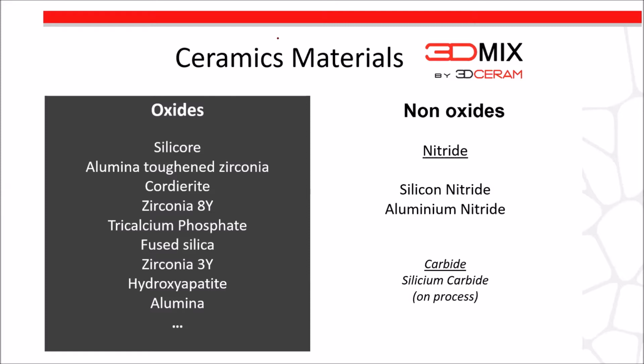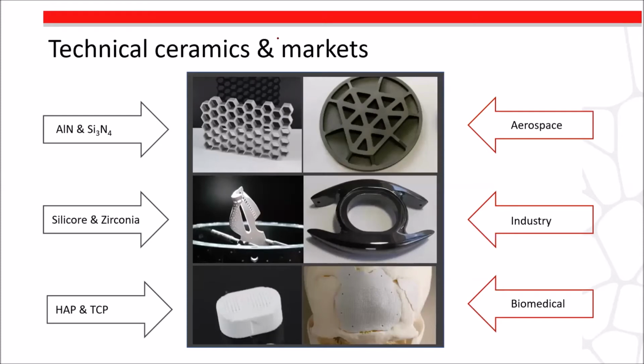Hydroxyapatite also for the biomedical sector. Oxide was the first development. Now we have also developed nitrides, silicon nitride and aluminum nitride. At the moment, carbide is not available, but we are working on a formulation for silicon carbide. Next slide, please. Thank you.